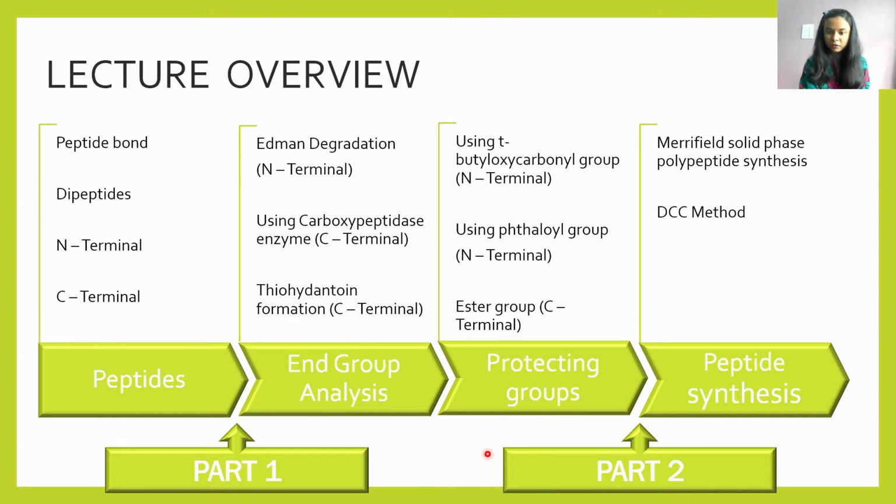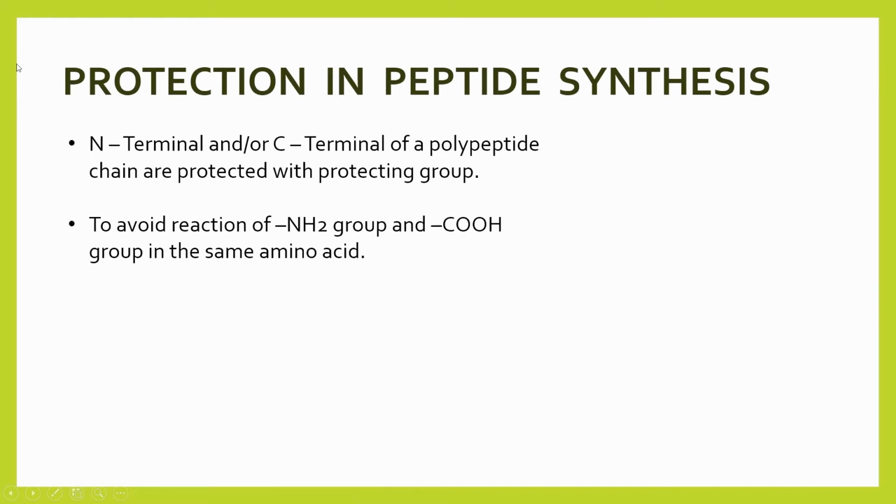In this one, we will be talking about protecting groups that we use on an amino acid before the synthesis of a peptide chain, and then we will be moving on to how to prepare a peptide chain with two methods: Merrifield solid phase polypeptide synthesis and the DCC method. Starting with the protection in peptide synthesis.